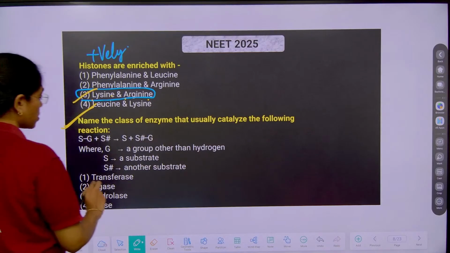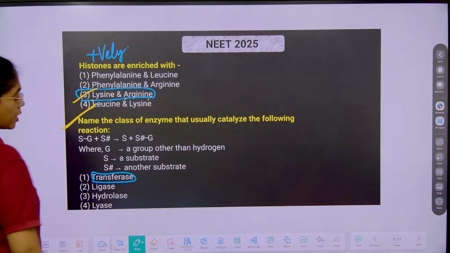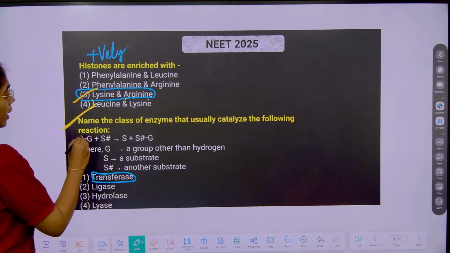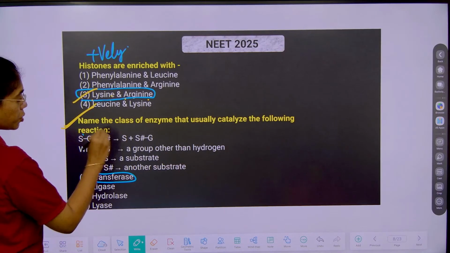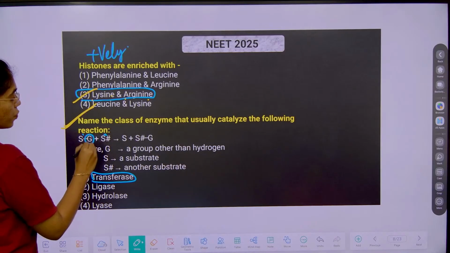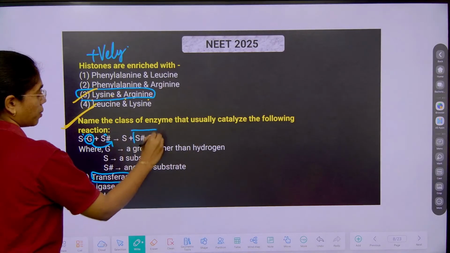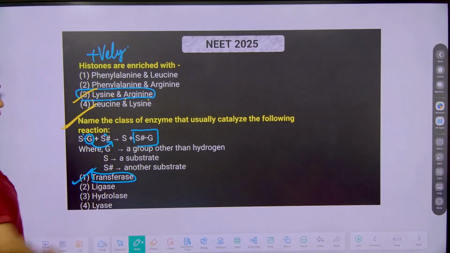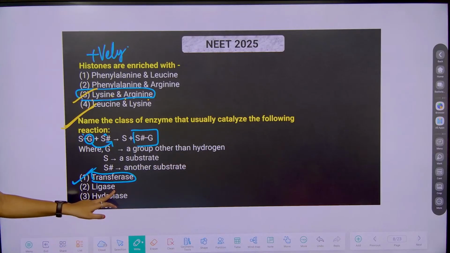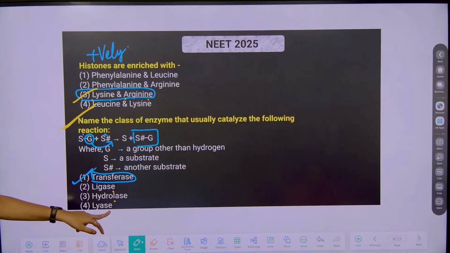Transferase. Examples? Hexokinase. So here let us suppose this as substrate 1 and substrate 2. A group is being transferred from one substrate to the other substrate. So the enzymes catalyzing such reactions are called what? Transferases. Ligases will act on what reactions? Joining the bonds. Okay. Hydrolases will act on biomolecules. Lyases will break the substrate into 2 products, right?